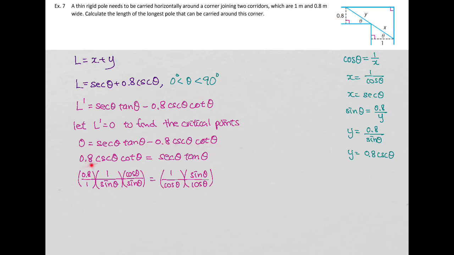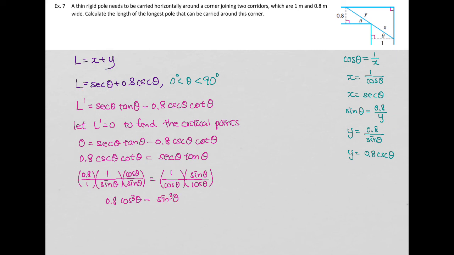And let's switch every single trig function into sine and cosine. So 0.8 is 0.8 over 1. Cosecant theta is 1 over sine theta. Cotangent theta is cosine over sine. Secant theta is 1 over cosine. Tangent theta is sine theta over cosine theta. After that, we're going to do a cross multiply. Then you're going to get 0.8 cosine cube theta equals sine cube theta.